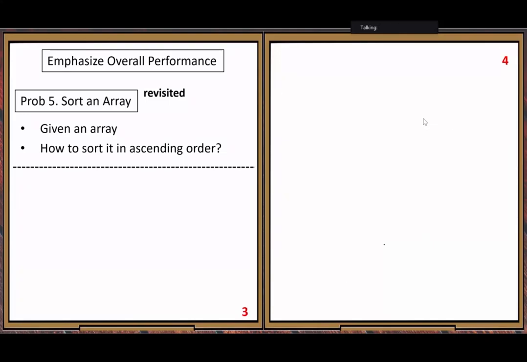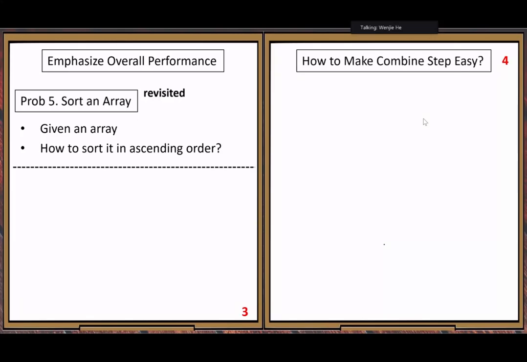Now, how to make the combine step easy? We need to do some important analysis work, because that is the goal, right? Make the combine step easy. This is our goal. So when we start, we want to start from this point. Understand our data. What special property do we need when we combine them?